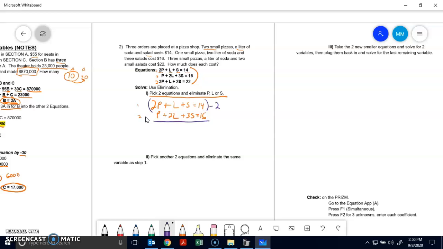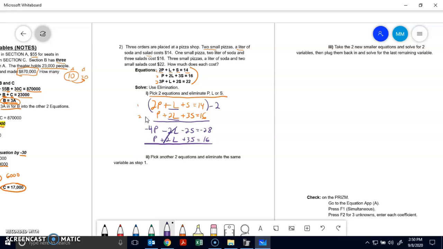I'm going to rewrite that top equation as negative 4p minus 2L minus 2s equals negative 28. The second equation I didn't change, so I'm just going to rewrite it as it is. Now that's why I multiplied by negative 2. If you don't understand elimination from Algebra 1, I multiplied by negative 2 because that would cancel out the L's, because I already had a 2L here, so I need this to be negative 2L.